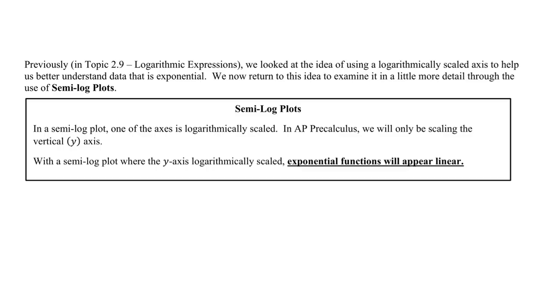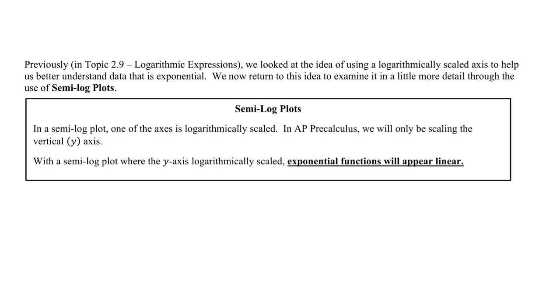So previously, we looked at the idea of using a logarithmically scaled axis to help us better understand the data. Because remember, the data in an exponential starts out really small. It's hard to see what those numbers actually are. And then all of a sudden it starts getting real big, real fast. And then we would have to make a humongous X and Y axis to see it all. So sometimes it's better to look at it in a semilog plot to help us better understand the data, okay?